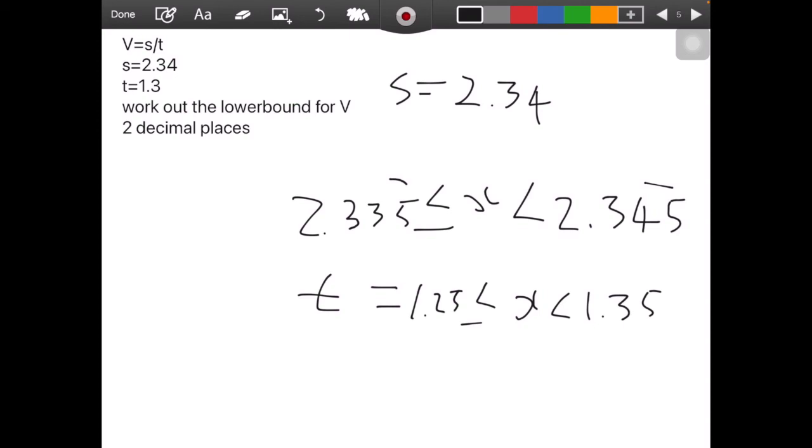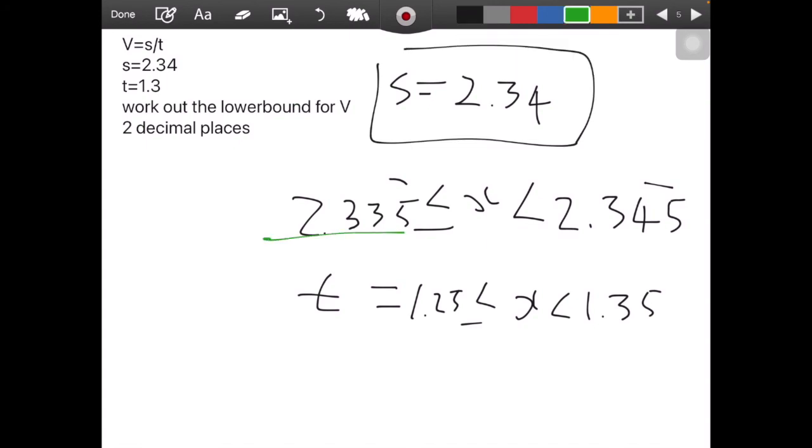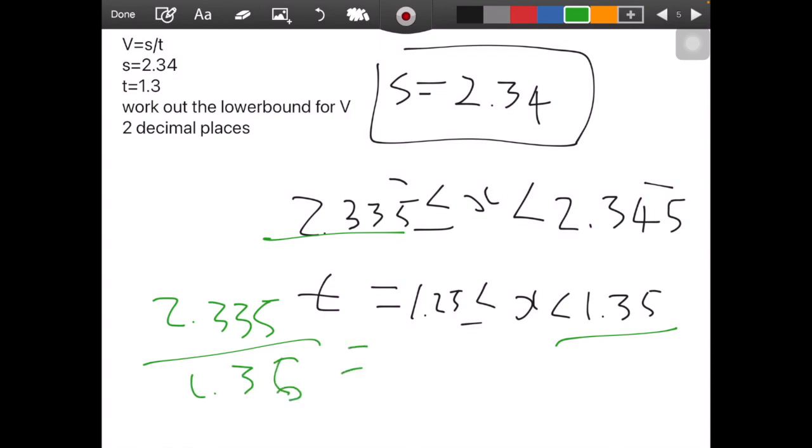To find the lower bound for V, we're going to want to find both the upper bound and lower bound, even though I said it's both lower bound, and divide them by each other. Therefore, we're going to use the lower bound of S, which in this case is 2.335, and the upper bound of T, which is 1.35, and divide both of those values together. So 2.335 over 1.35.